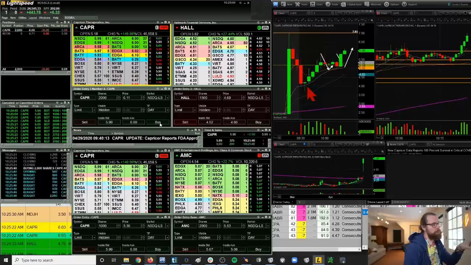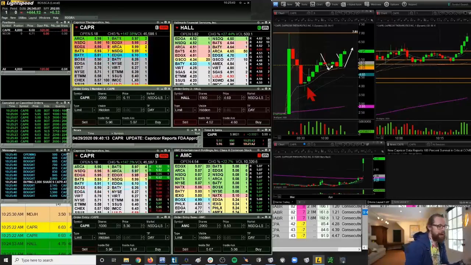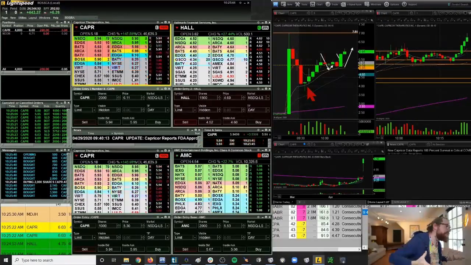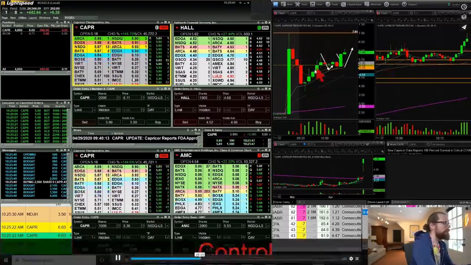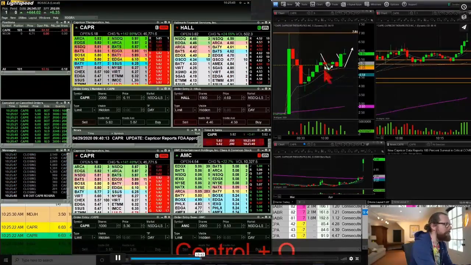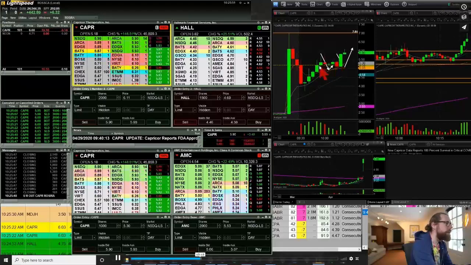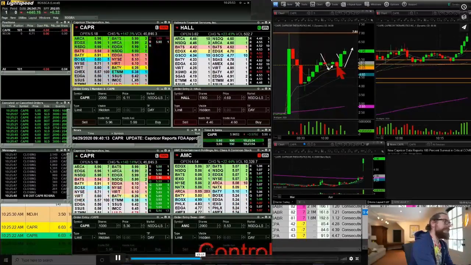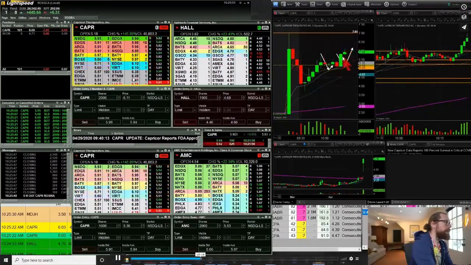But these opportunities are being presented by the ABCD pattern. The strength of that pattern is what's giving us this follow-through. And of course, initially with that red topping tail candle and this slow consolidation, it didn't really look like it was going to break out quite this much, but it sure did, right up to 6.